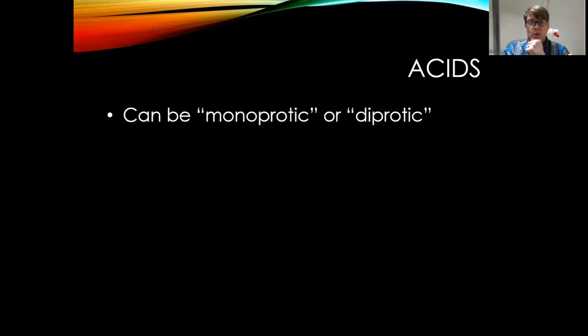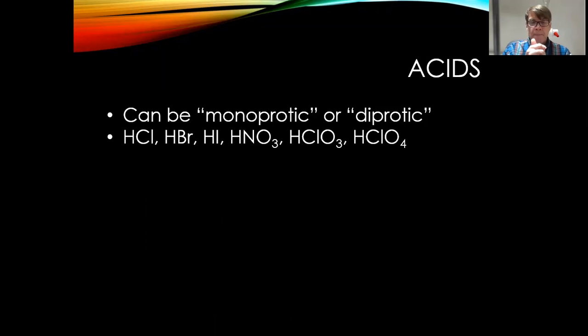So let's talk about acids a little bit more. Acids can be either monoprotic or diprotic. Mono means one, di means two. And so here are some monoprotic acids. Hydrochloric acid, HCl, has one hydrogen. Hydrobromic acid has one bromine. Hydroiodic acid has one hydrogen. I'm sorry, did I say one bromine? I meant one hydrogen. Nitric acid has one hydrogen. This is chloric acid, I believe, which has one hydrogen. And this is perchloric acid, which has one hydrogen. So these are all monoprotic acids.